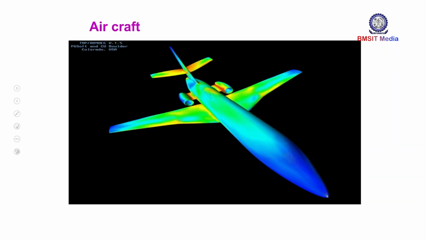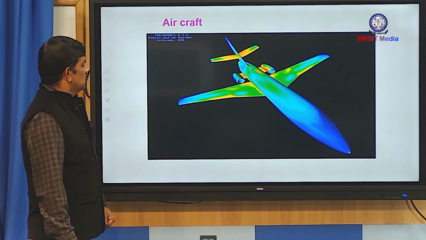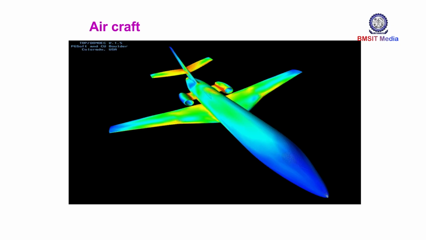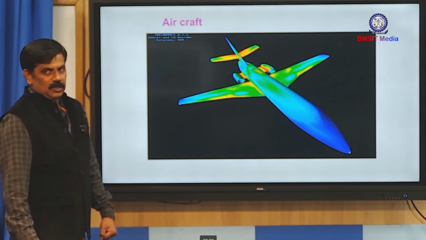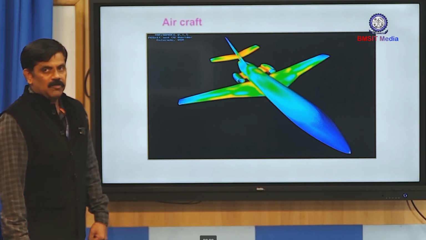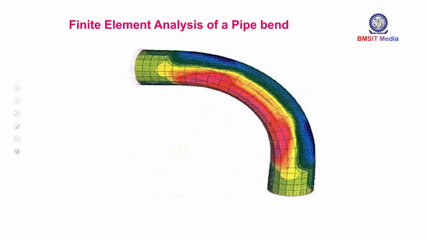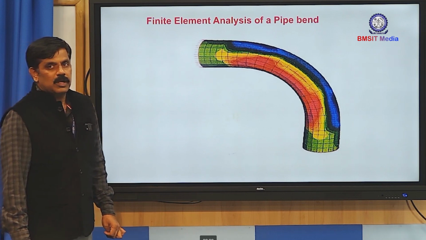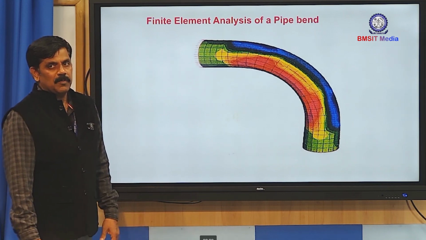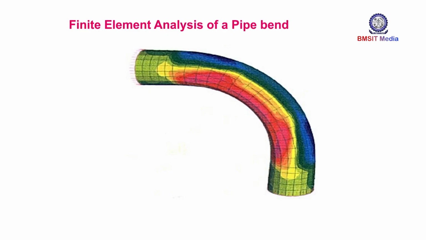If you see some more, the whole aircraft can be analyzed by using finite element analysis. Manually, it is impossible to analyze the whole aircraft when it is flying. What are the wind loads, what is the structural load acting on the aircraft, all those things can be analyzed using finite element analysis. And one more is the pipe bend. Whenever fluid flows at high pressure through the pipes, what is the deformation, what is the bending, all those things can be analyzed using finite element analysis.